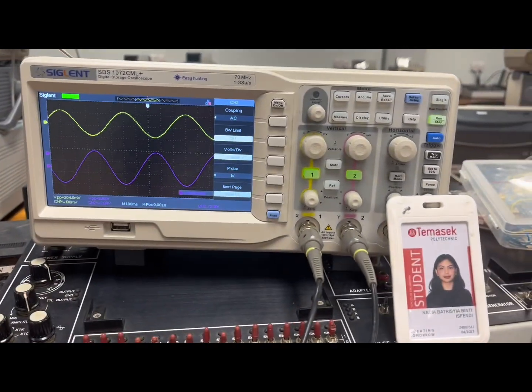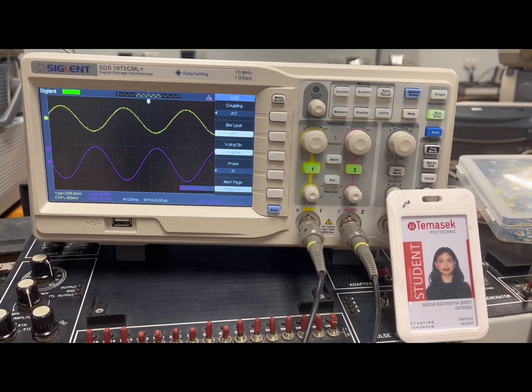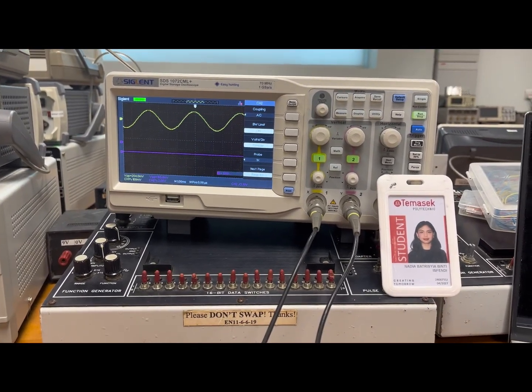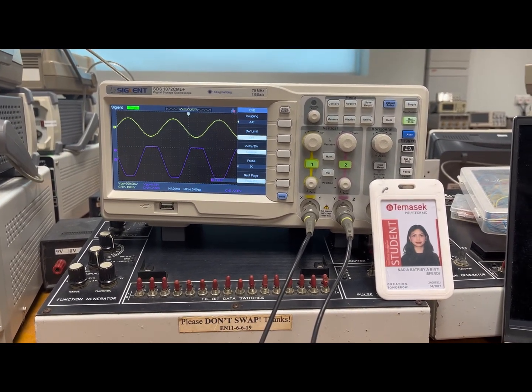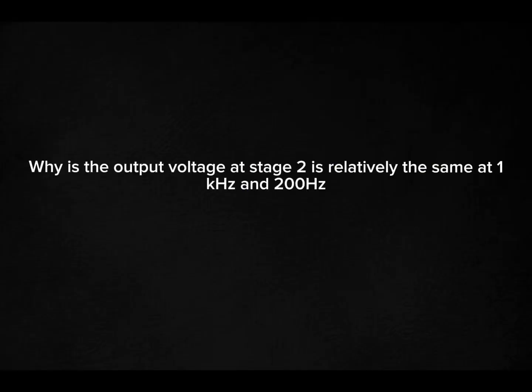The output voltage is 5.68 volts, which is relatively the same as the previous output voltage. As stated previously, as I adjust the trimmer, the waveform will be amplified and at some point become saturated or cut off. Stage 2 is a linear amplifier with a frequency-independent gain. That's why both 200 Hz and 1 kHz signals are amplified equally, resulting in similar output voltages.